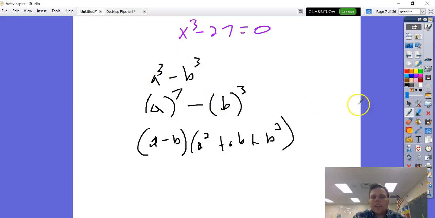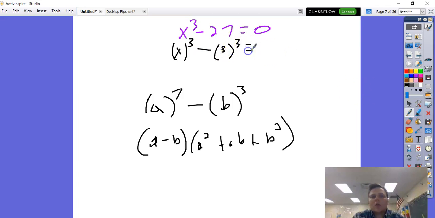So now we're going to apply this formula to x cubed minus 27. What could we cube to get x cubed? Hopefully you're like, that was easy, it's just x. And what could we cube to get 27? Oh, 3. And this still all equals 0 because we're not just factoring on this problem, we're actually solving.